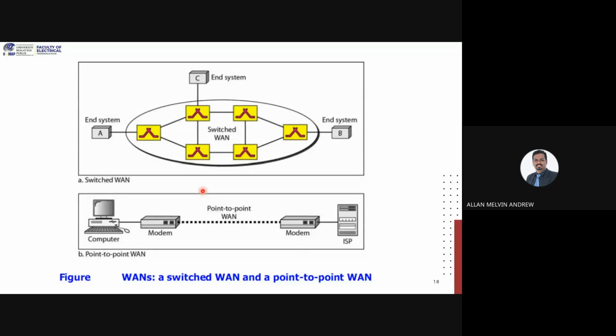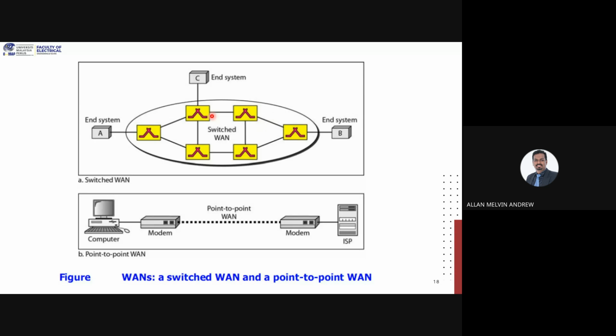Okay, there's another term called WAN. Okay, so earlier was local area network, LAN. So this is wide area network, WAN. Okay, we call it a WAN. So what is WAN? So you can see all this yellow, small universities or small offices.